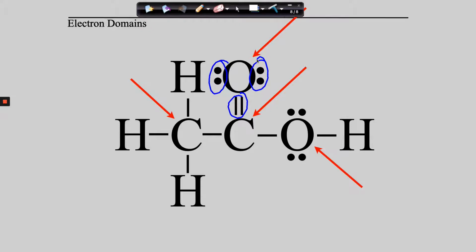So guys, the question then becomes, why do we care about domains? The answer is simply this. These domains push on each other. They're all full of electrons, and when they push on each other, that gives these molecules their 3-dimensional shapes. So guys, being able to count domains is critical because that determines what these molecules look like. So again, we've got 4, we've got 3, we've got 4, and we've got 3.